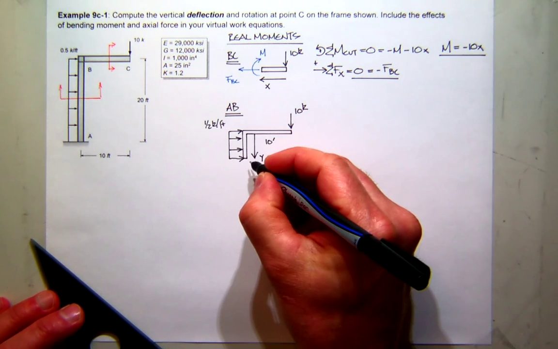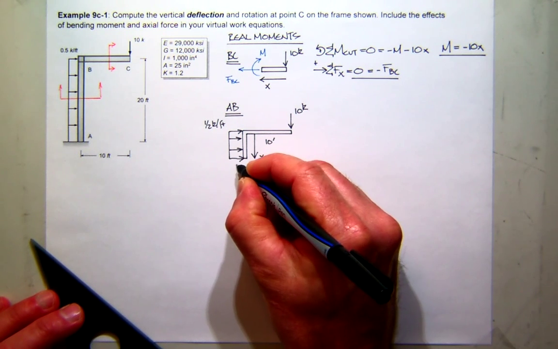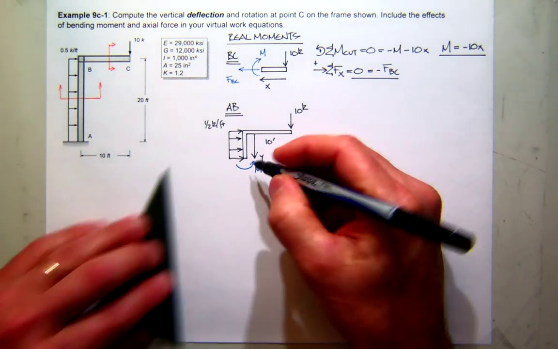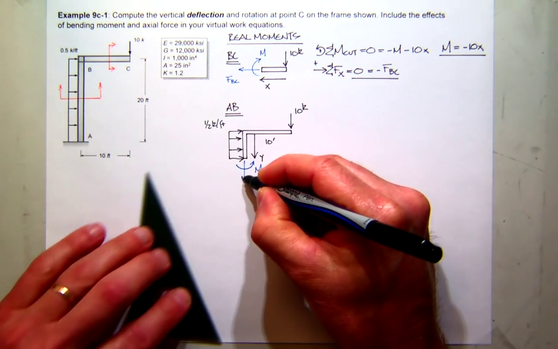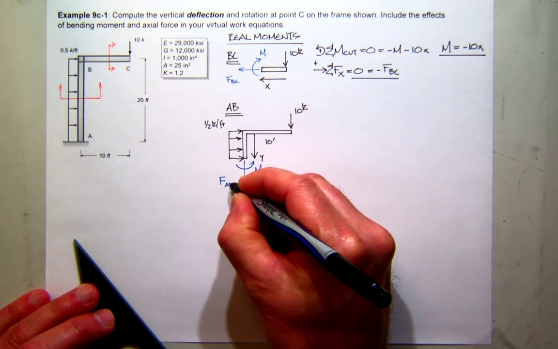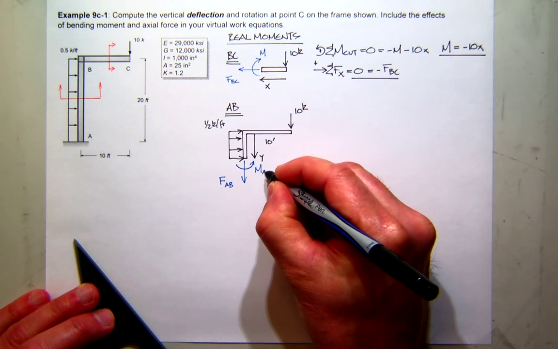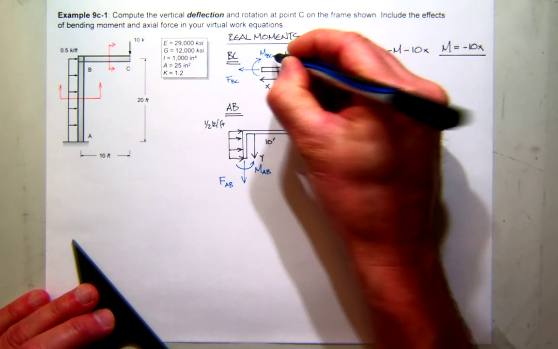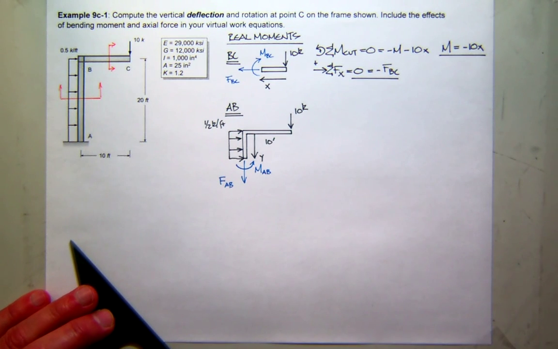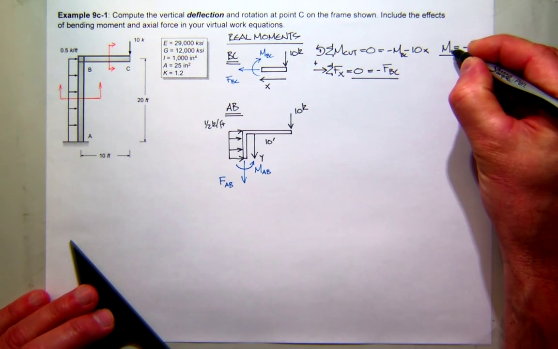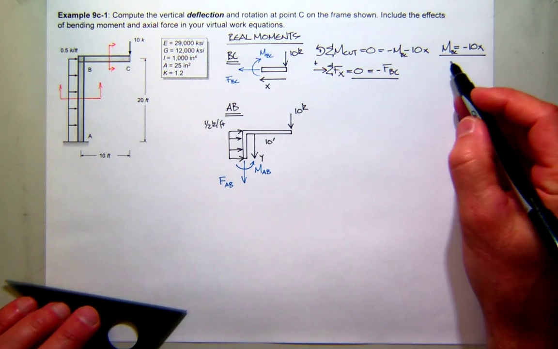I'm also going to assume internally that this is my moment and that this is my axial force. So this will be my force in AB. This will be my moment in AB. I guess I should have also called this BC. And let me just keep track of them that way. Sorry about that.